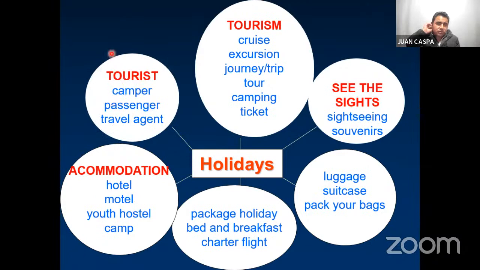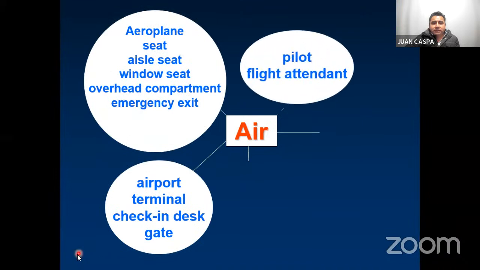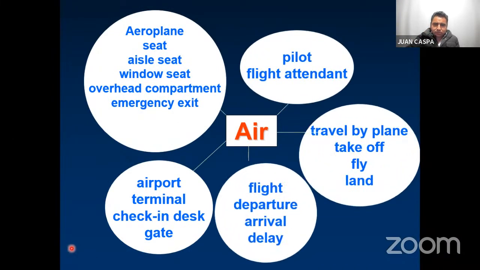So then we have tourists, right? When you travel, tourists can stay in a camper, or we can say camper also, passenger, right? Of course, it's going to be related definitely with travel agent. And you can travel by air, right? Taking airplanes. We have the pilot. A pilot is the person in charge of flying, to operate the aircraft.